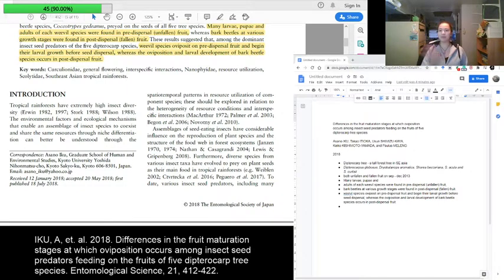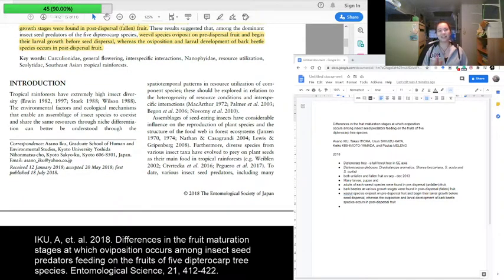So where are we up to? We've basically just finished the first paragraph, which isn't much. This is probably going to go a lot longer than I planned. Okay, assemblages of seed-eating insects have considerable influence on the reproduction of plant species and the structure of the food web in forest ecosystems. I think I've read some papers by Janzen, but I'll copy that and the references over so I can look at these papers and refer to them again if I need to.